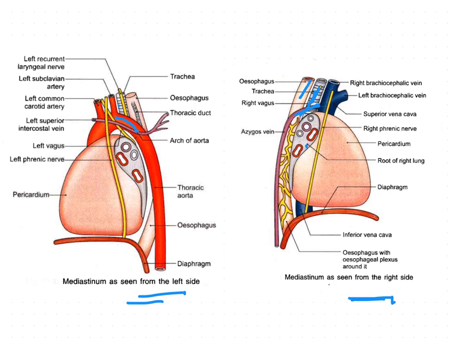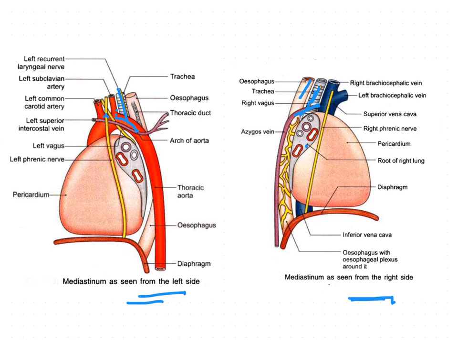Left common carotid artery. So this one is the left common carotid artery, and the left subclavian artery. Left common carotid and left subclavian artery are related to the left side of the trachea and also the left recurrent laryngeal nerve. So this is the left recurrent laryngeal nerve.